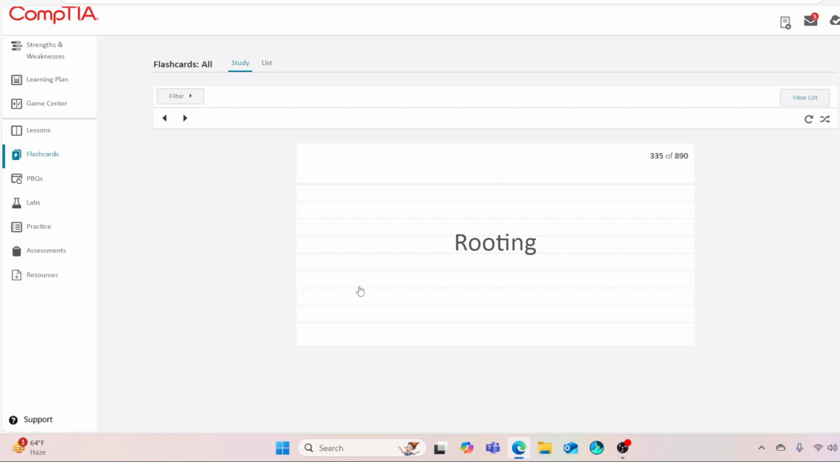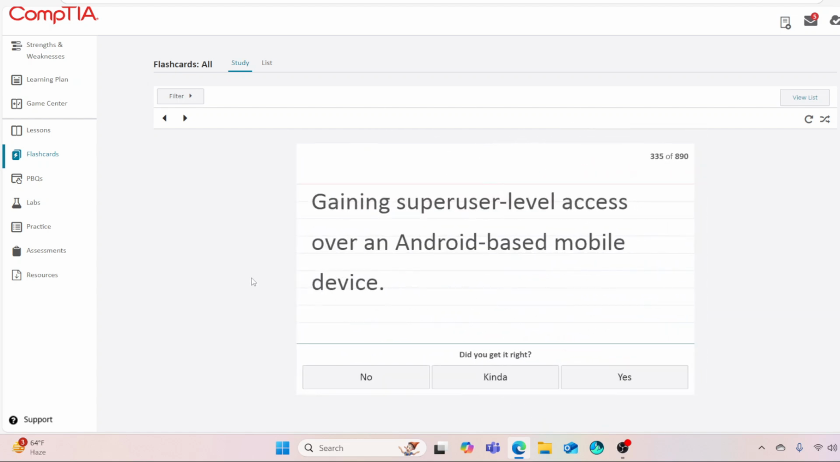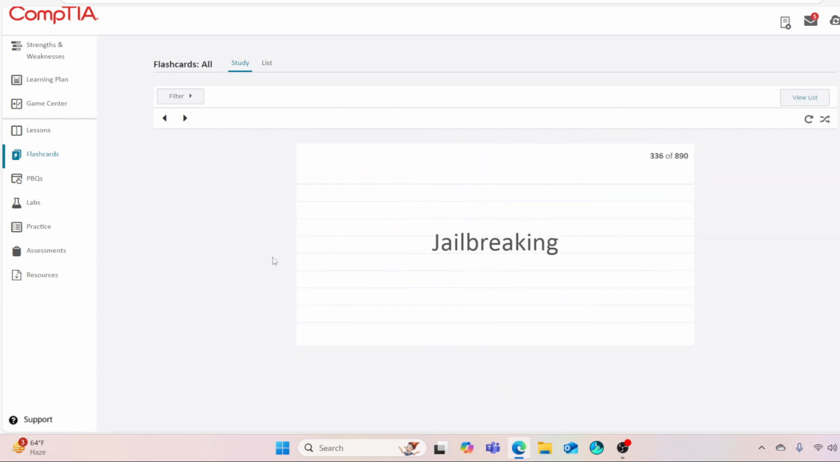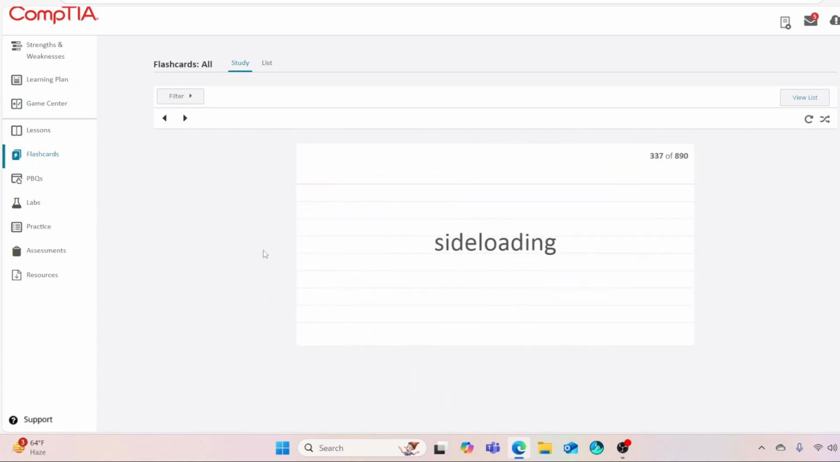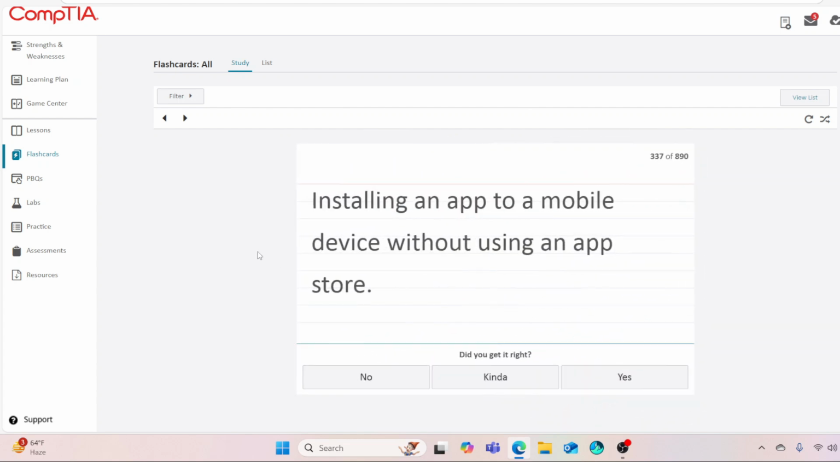Rooting. Gaining super user level access over an Android-based mobile device. Jailbreaking. Removes the protective seal and any OS-specific restrictions to give users greater control over the device. Sideloading. Installing an app to a mobile device without using an app store.